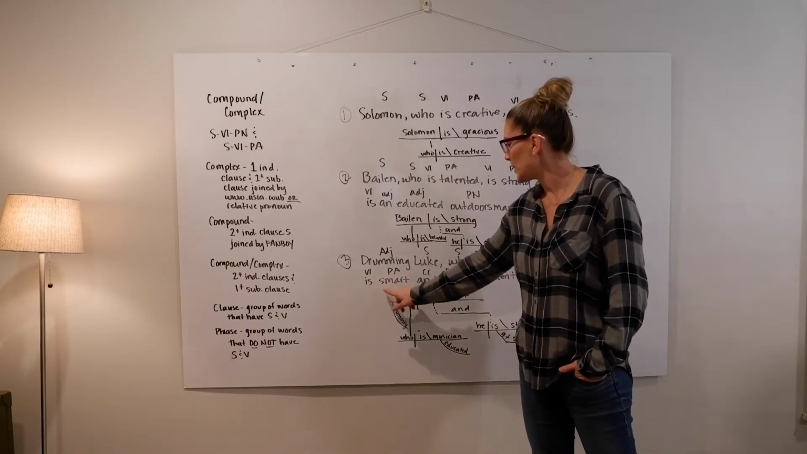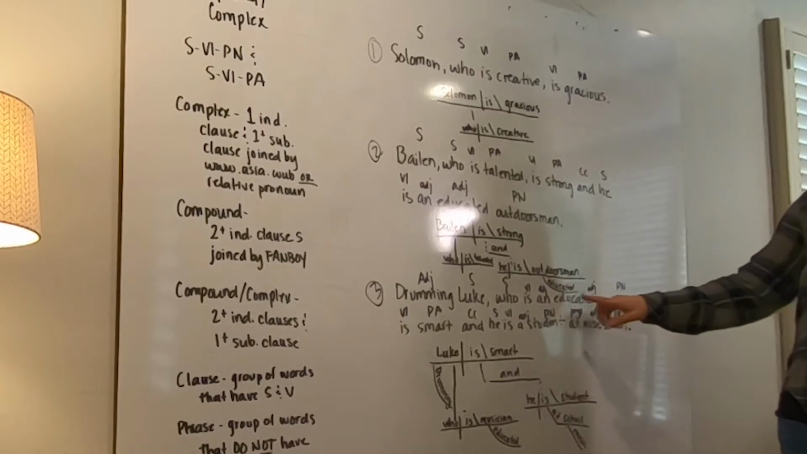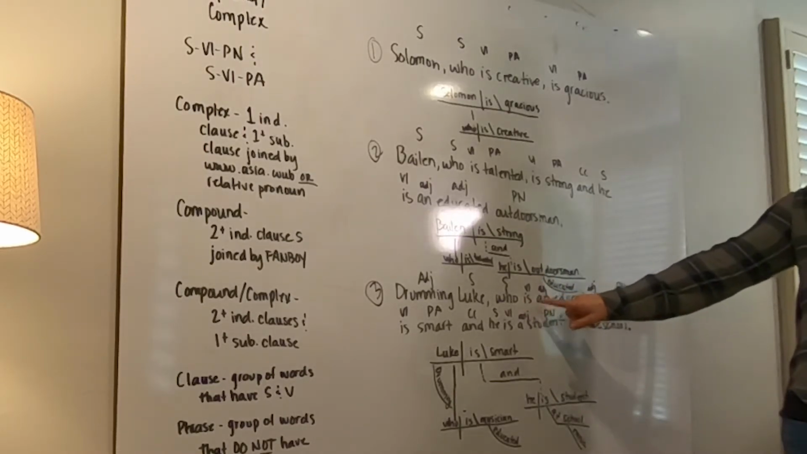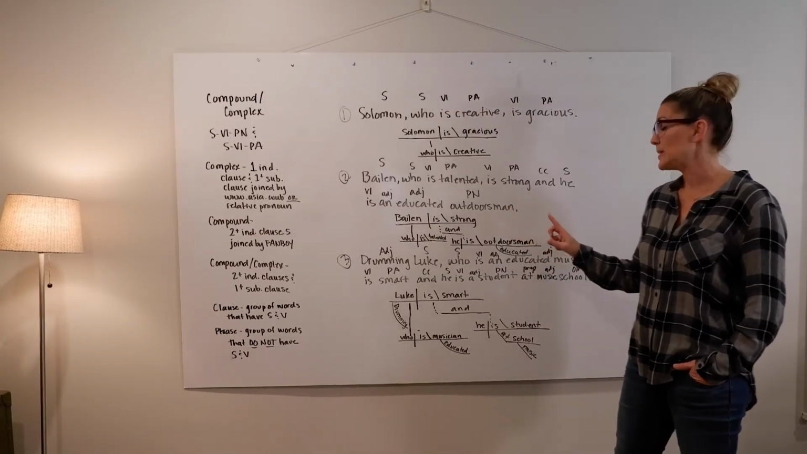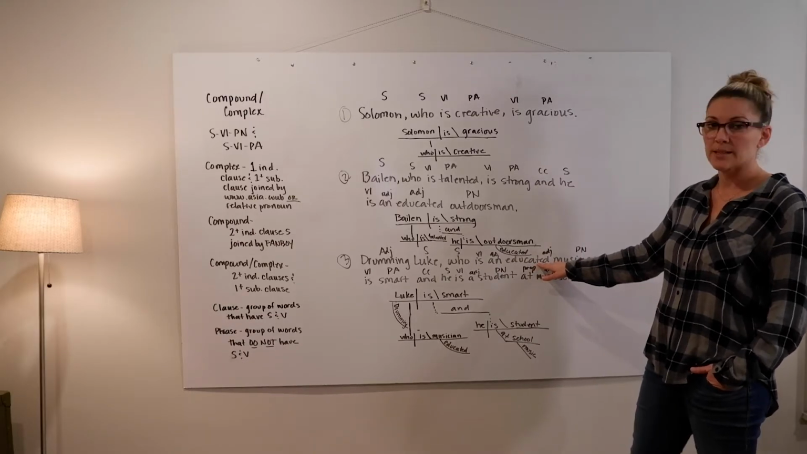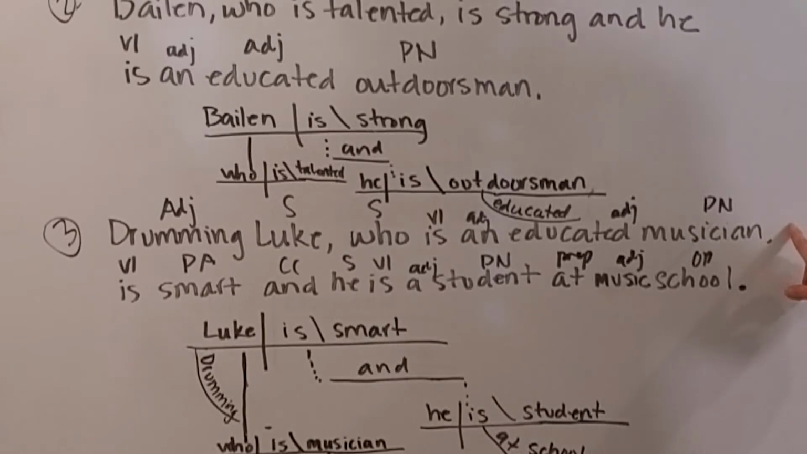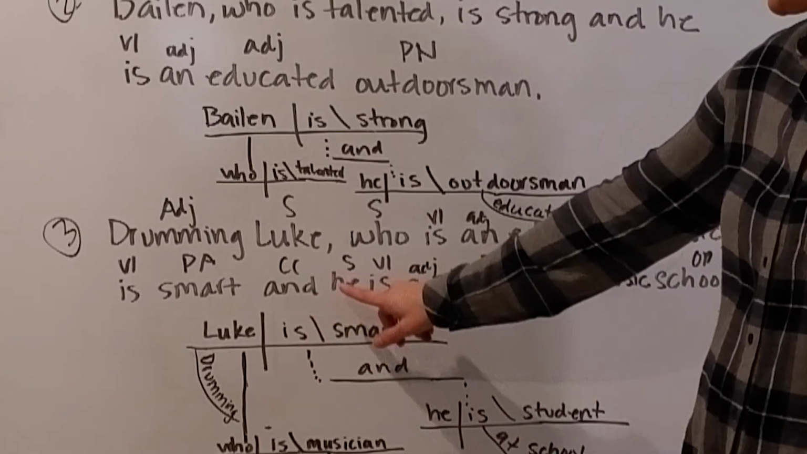He is smart: verb linking, predicate adjective. Who, and here's my subordinate clause, who is an educated musician. Who is my subject. Is is my verb. Musician is my predicate nominative, because that is a person, place, thing, activity, or idea. Again, here's another verb, educated, that's acting like an adjective, modifying musician. It's giving you more information about what kind of musician he is, right? And there's my coordinating conjunction.